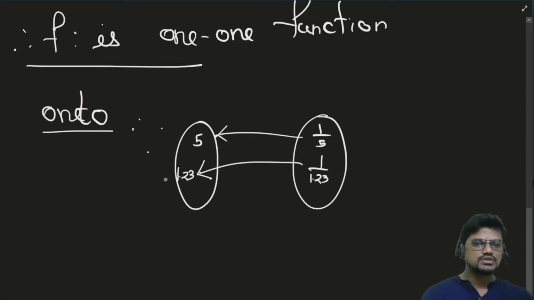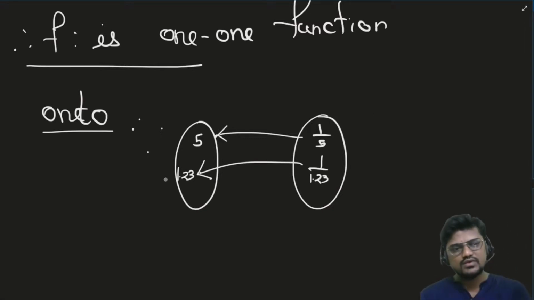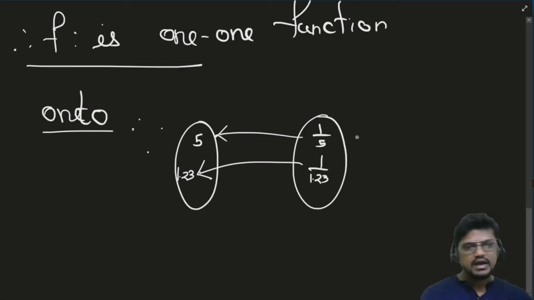Very good. So that means every woman will have one or the other child, right? If I write any real number over here, I will get a pre-image, right? Now how will you write this statement?